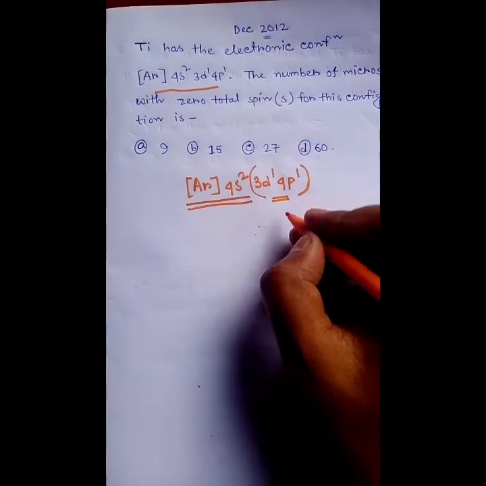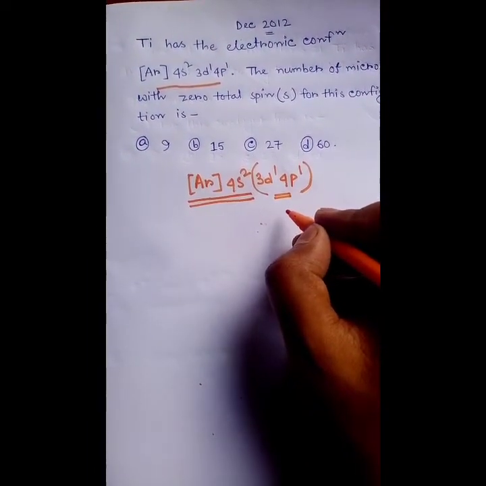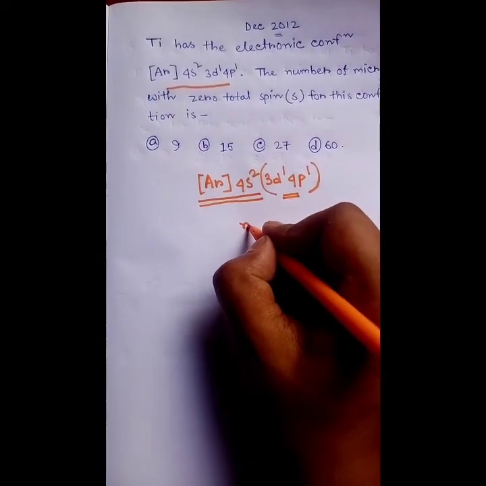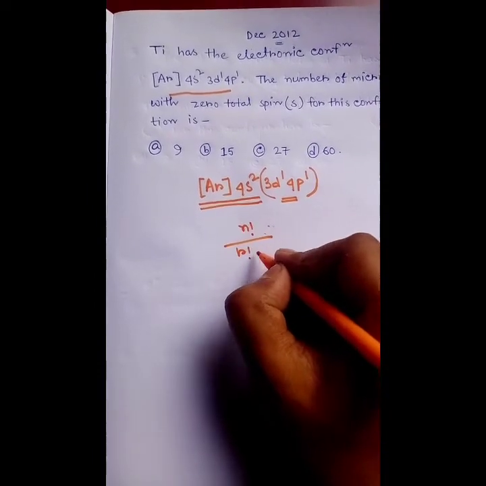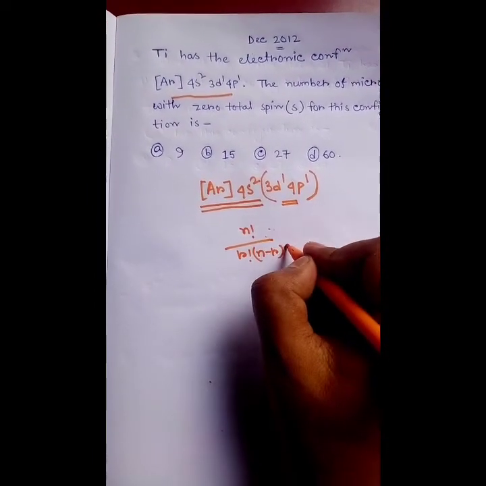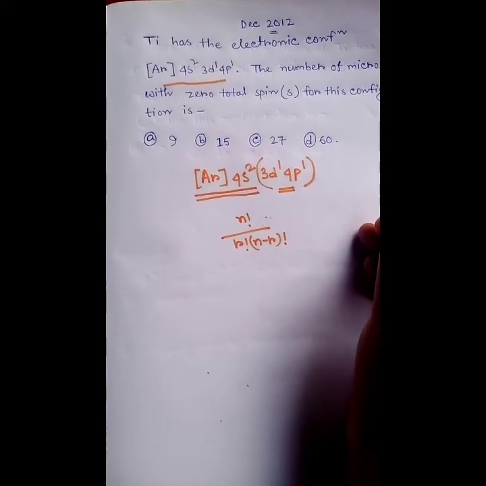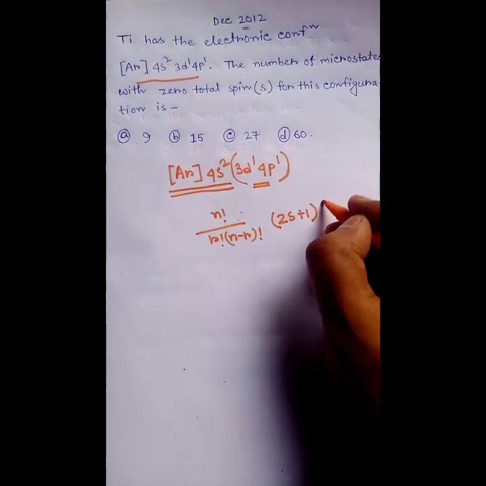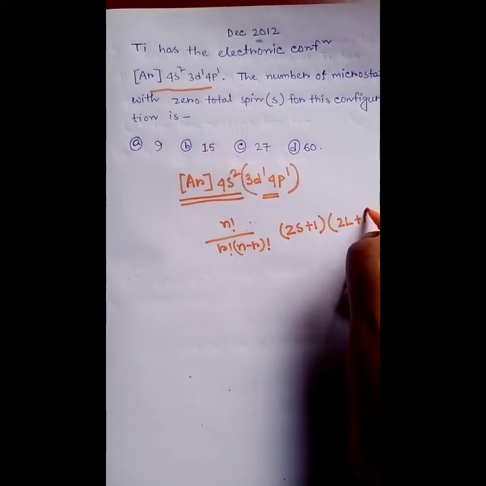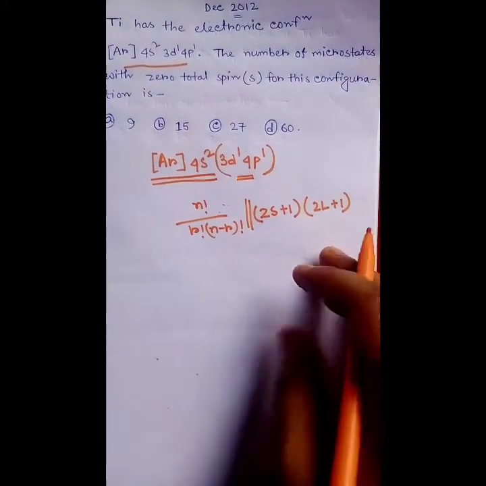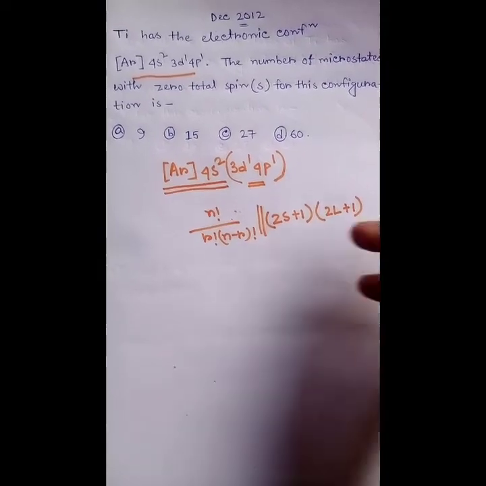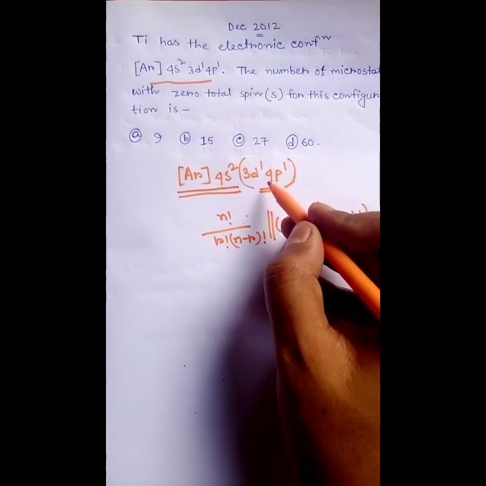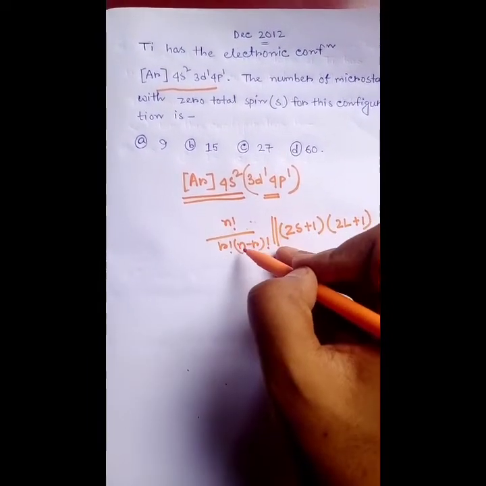The second thing you have to do, what is that? Up to now we have come to know that two kinds of equations are there to calculate microstates. One is n factorial by r factorial into n minus r factorial, when any electronic configuration is given, or (2S+1) into (2L+1). So these two kinds of equations are there. I have previously mentioned that when any electronic configuration is there, at that time you can use these equations.